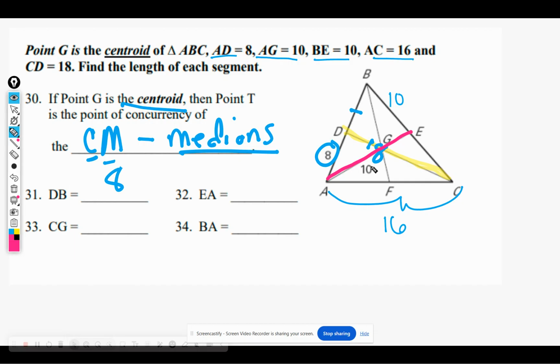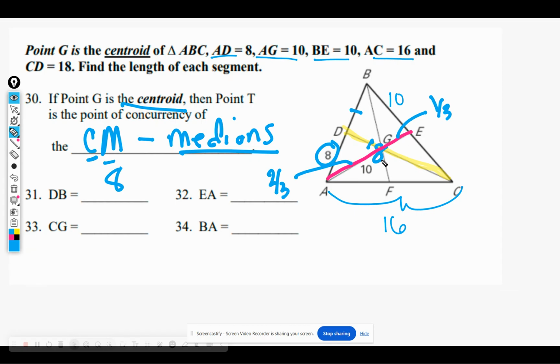All we know about this is that AG is equal to 10, but we have to find EG in order to find the whole thing. Because GA is 10, we can find EG. In the formulas that I gave you, I told you that the whole line, the long side is 2/3 and the short side is 1/3. You have to remember that because the whole piece is going to be a whole.